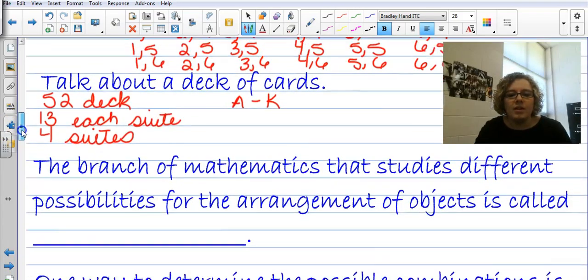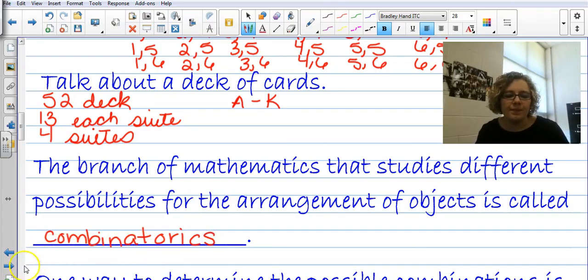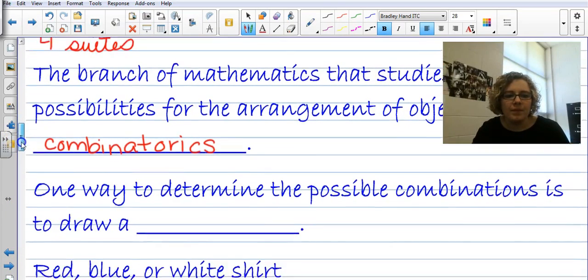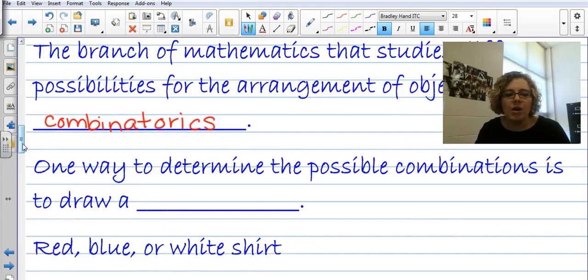All right, so the branch of mathematics that studies different possibilities for the arrangement of objects is called combinatorics. One way to determine the possible combinations is to draw a tree diagram. You've probably done this before. So let's draw a tree diagram.